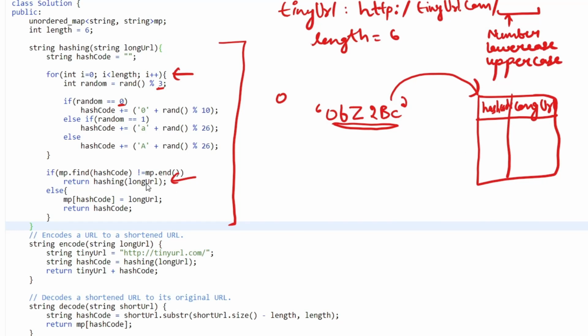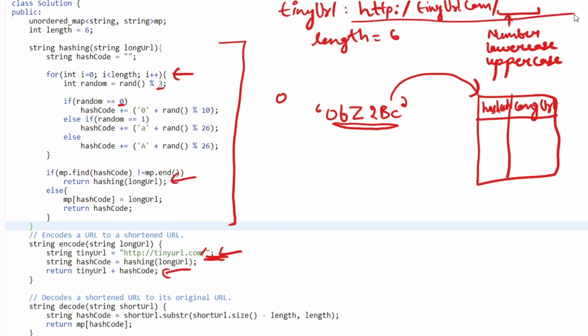Now, if we have generated this, how are we going to encode it? For encoding, we have to write our tiny URL, that is http://tinyurl.com/, and after that we add the suffix, our hash code that we generated. So we return the tiny URL plus the hash code, and this returns our tiny URL in this form.